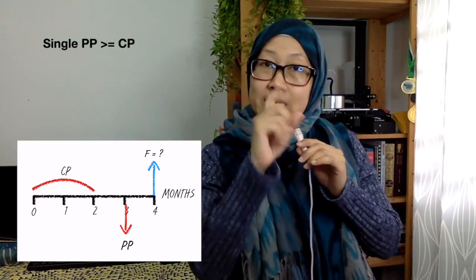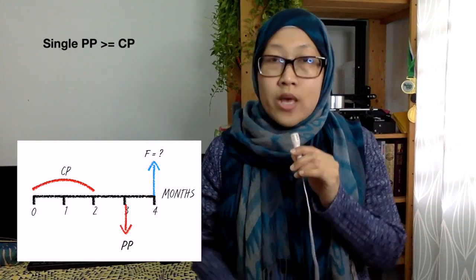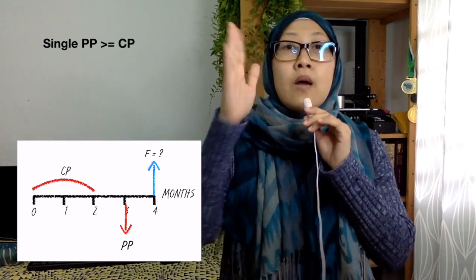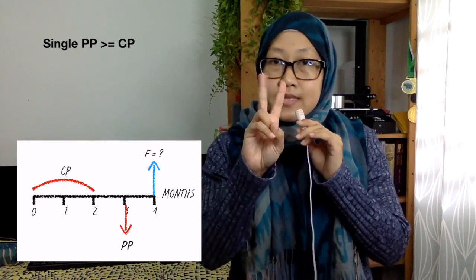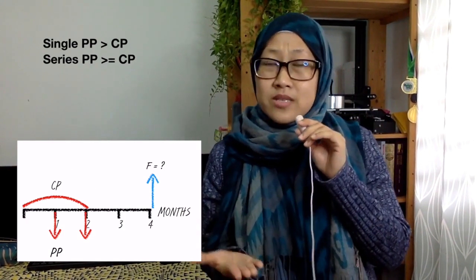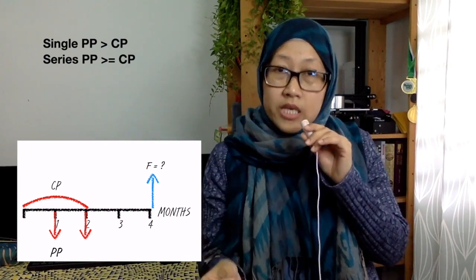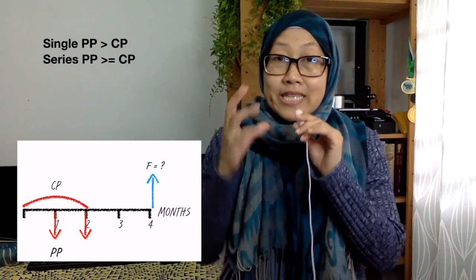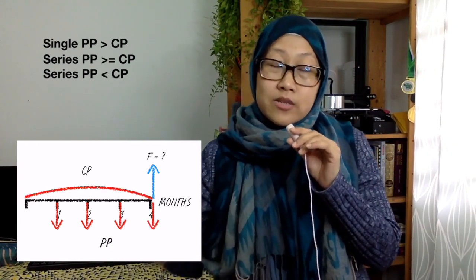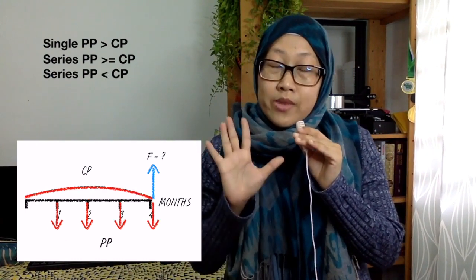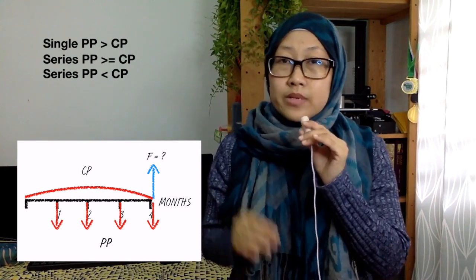So we will be looking into several cases of payment period and compound period. In the first case, it involves a single payment or single cash flow, and the payment period is more than the compound period. The second case is when there's annual series involved, so the payment period of that annual series is more or equal to the compound period. The third case, again, when annual series are involved, but when the payment period is less than the compound period.